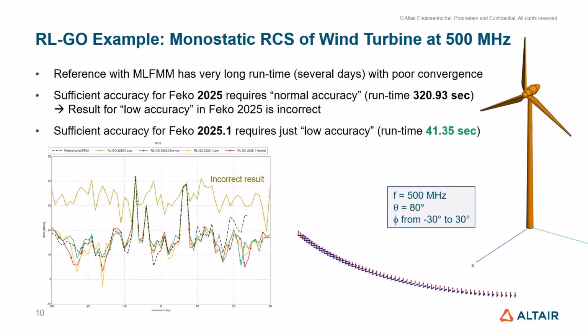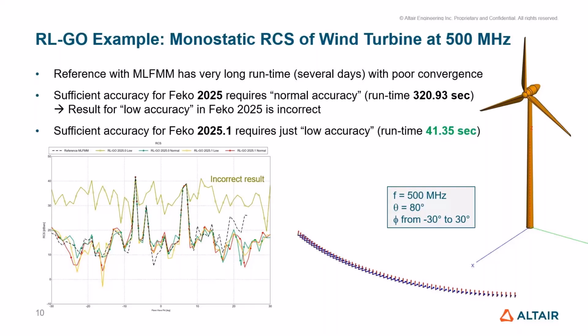And we have another example here. This example is of a monostatic RCS of a wind turbine at 500 megahertz. Here the goal was to compare the RLGO results with an MLFMM reference. If we were to run this model with the MLFMM solver, it would have taken a long time, I would say up to several days, and that too with poor convergence. While with the RLGO solver, this could be solved in a few seconds or minutes.